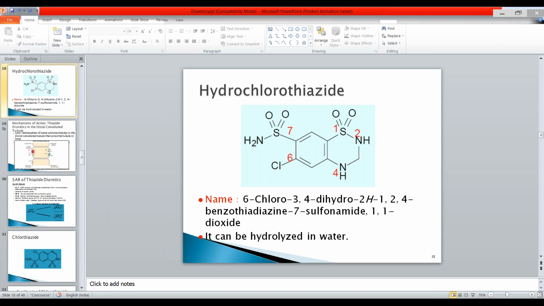So in SAR, take down the first point. Second position nitrogen, that is this one where NH is there. So this is the second position nitrogen. Can tolerate presence of small alkyl groups, like CH3.